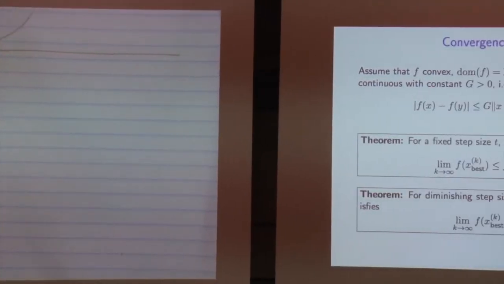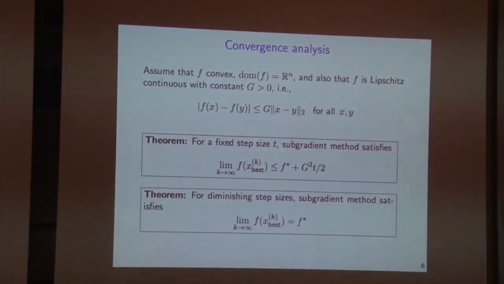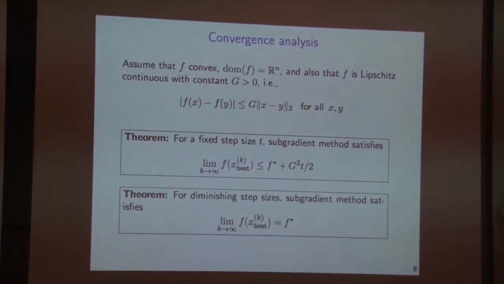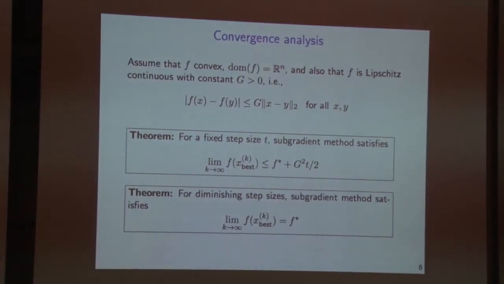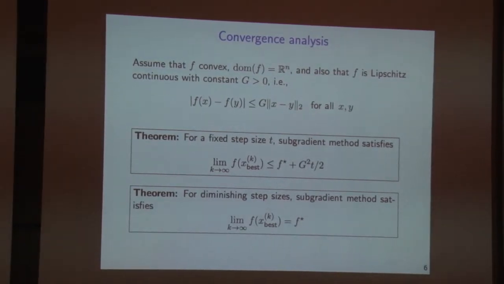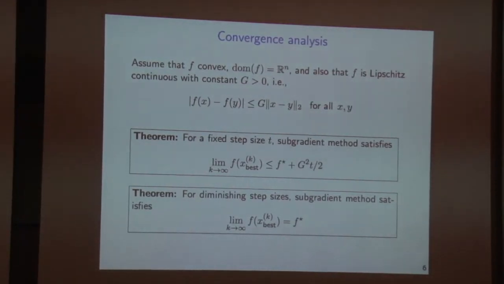So if f is convex, its domain is all of Rn, and f is Lipschitz. Remember, in gradient descent, we assumed that the gradient of f was Lipschitz. Here we're actually assuming that the function itself is Lipschitz. It's a different assumption. We don't have a notion of a gradient in subgradient method. So we're assuming the function itself is Lipschitz with a constant capital G. Remember, that means the difference between f at x and f at y is at most G times the distance between x and y. Then we have the following two results.